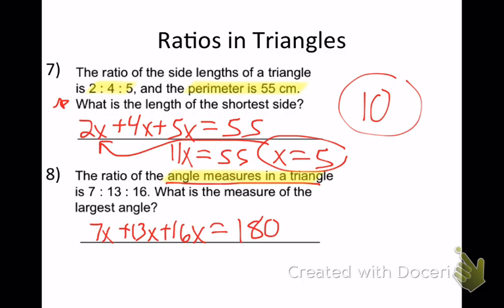So 7x plus 13x plus 16x. When I do that, I end up with 36x. 36x equals 180, or x equals 5.